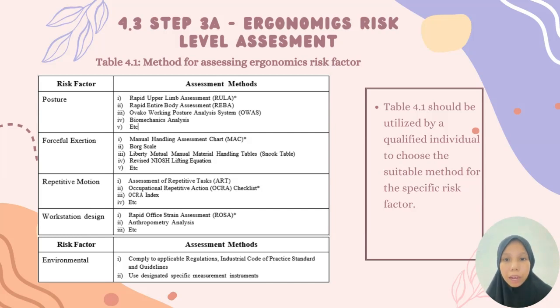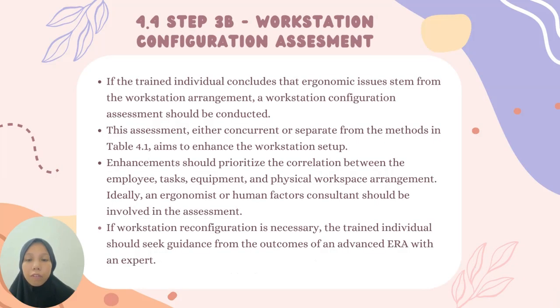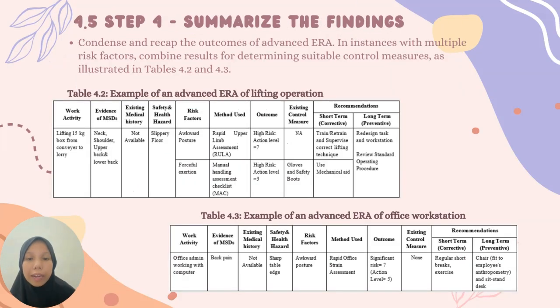This should be determined by a qualified individual to choose the suitable method for each risk factor. For step 3B, which is workstation configuration assessment, enhancement of the workstation should prioritize the correlation between the employee, task, and physical workspace arrangement. The trained individual should also seek guidance from the outcome of an advanced ERA with an expert. Step 4, summarize the findings.